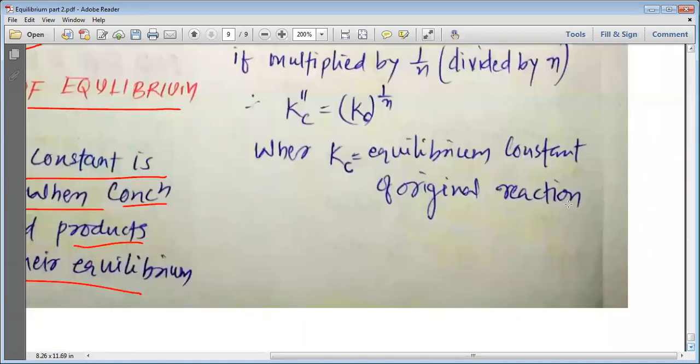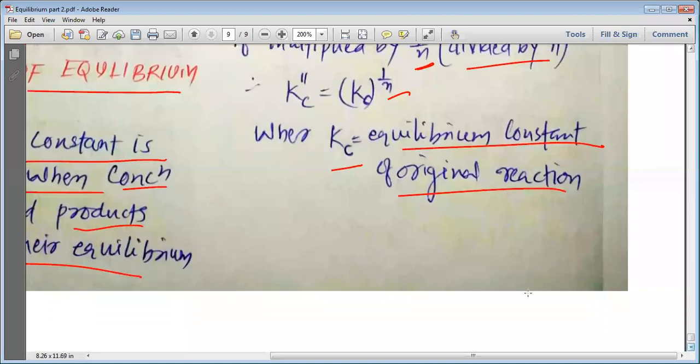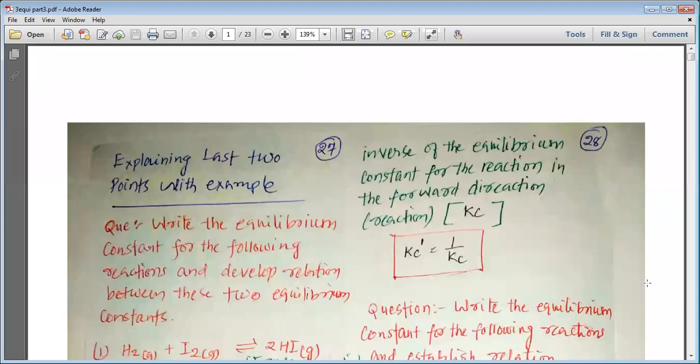If the chemical reaction is multiplied by 1 upon n, that is divided by n, then Kc double dash is equal to Kc to the power 1 upon n, where Kc is the equilibrium constant of the original reaction. These last 2 points, my dear students, I am going to explain to you with an example. So let us have a look at the next portion.